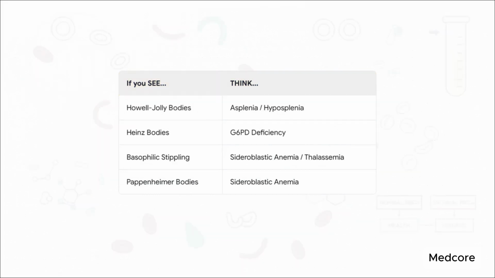Perfect. And here's the guide for the clues inside the cell. See Howell-Jolly bodies? The spleen's not working. Heinz bodies, G6PD deficiency, and oxidative damage. And if you see basophilic stippling or Pappenheimer bodies, sideroblastic anemia should be way up on your list. These tables right here are your foundation.